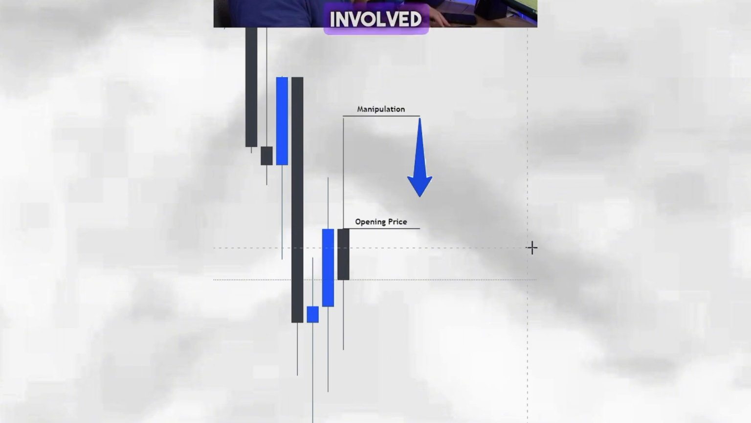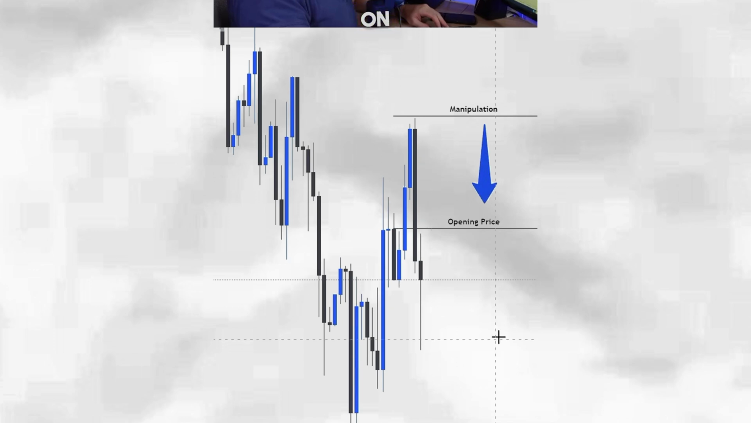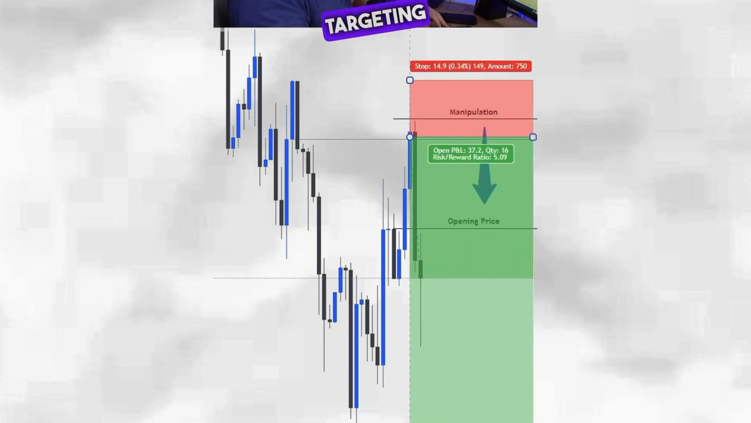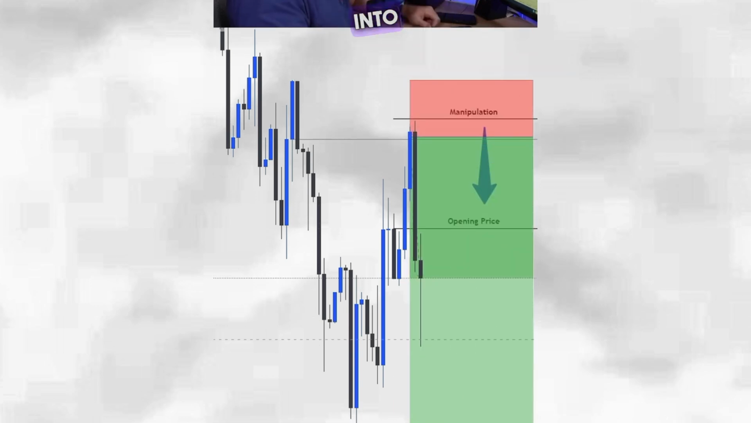So how can we get involved in the market? Look at this on a smaller time frame. Price opens here, price manipulates higher into this order block. You're bearish overall. Don't make this more complicated than it needs to be. You can sell from this order block, targeting a new low, and that is how you get into the market if you're selling above opening price.